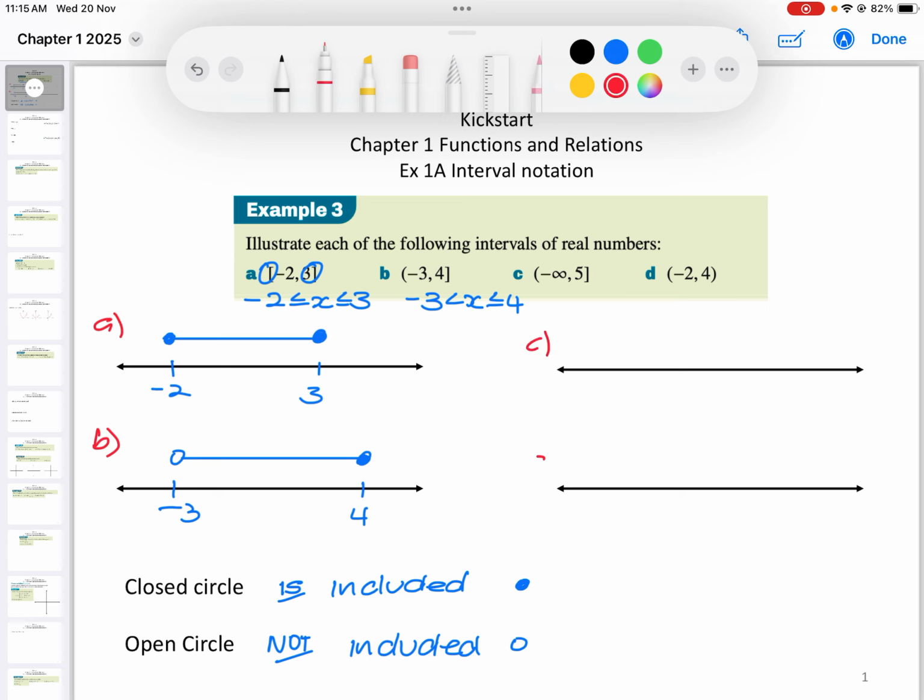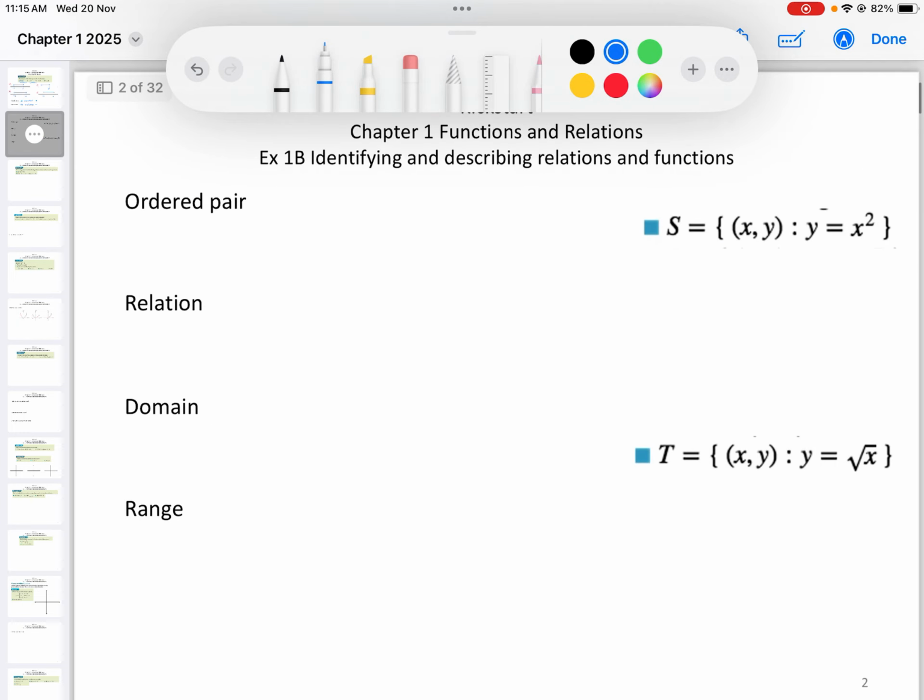Then for C, from -infinity to 5, where 5 is included, I'm going to put it here, -infinity up to that. So it's anything down this way, all the way to -infinity up to 5. And the last one from -2 to 4, and these are open circles because neither -2 nor 4 is included. So you can go ahead and do those questions in 1A now if you like, but I'm going to keep talking. So let's have a look.